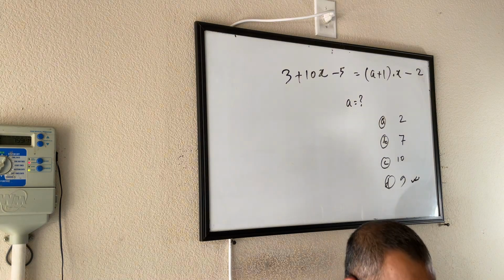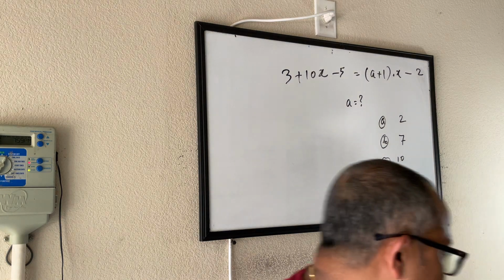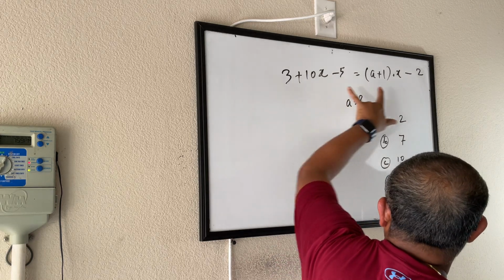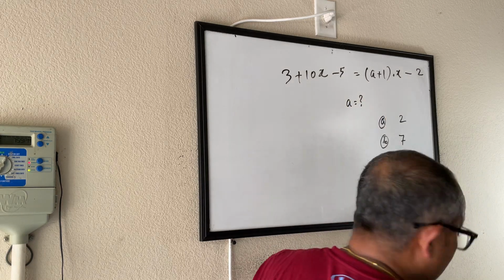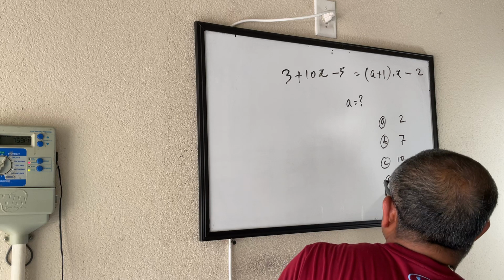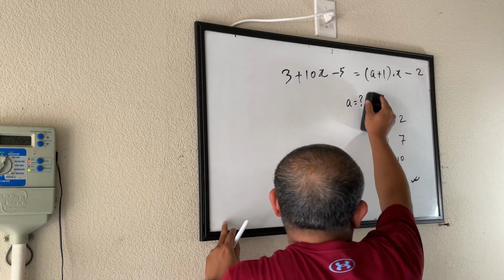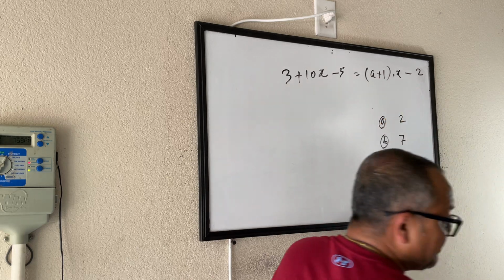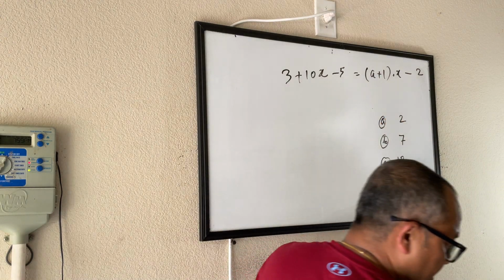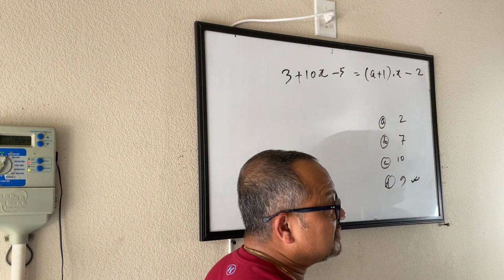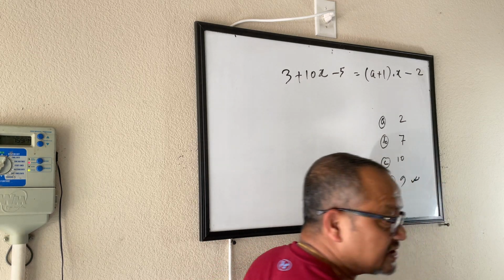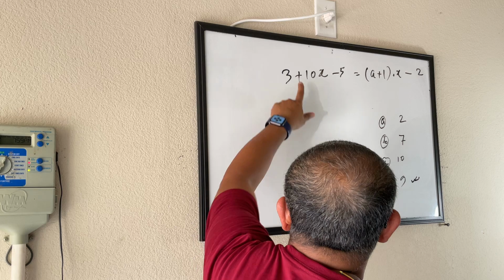So here's the thing. We are trying to find out in what situation this equation and this equation will have an infinite number of solutions. That means they will give me infinite solutions, meaning they are actually the same equation. Their slope is the same, their y-intercept is the same. Let's look at it first.